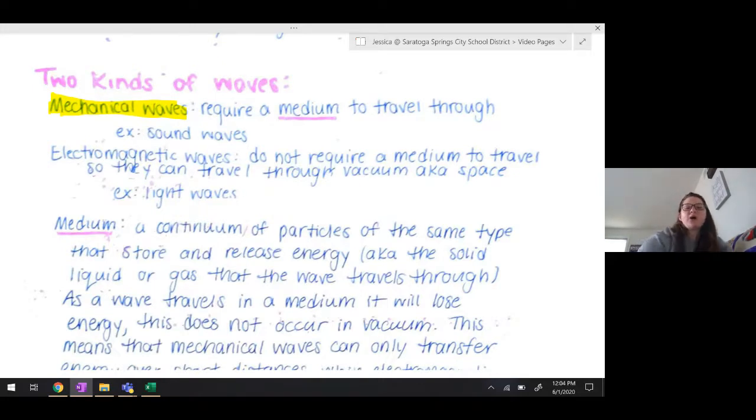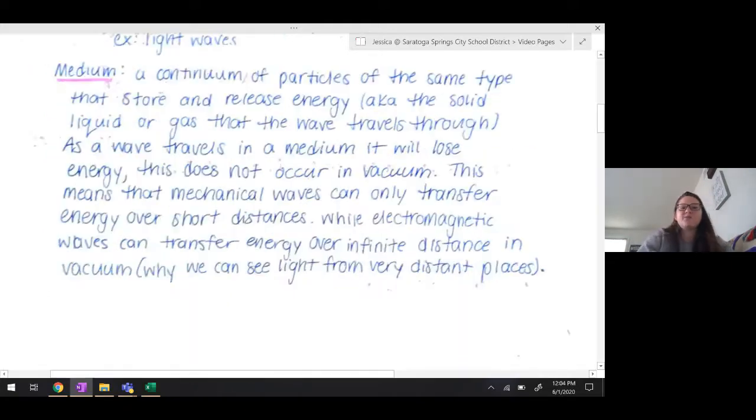So let's talk about what a medium is. A medium is a continuum, or area, of particles of the same type that can store and release energy. Essentially the particles in that medium can get farther apart and closer together, so they can store and release energy. So it's whatever solid, liquid, or gas that the wave is going to travel through.